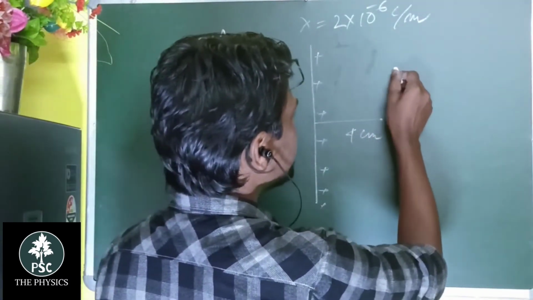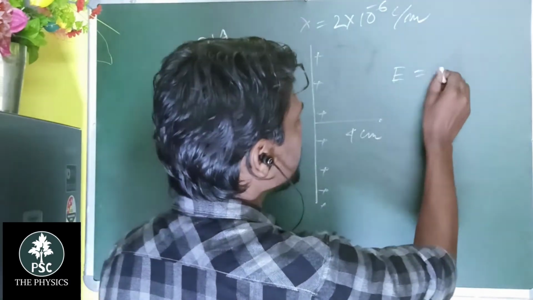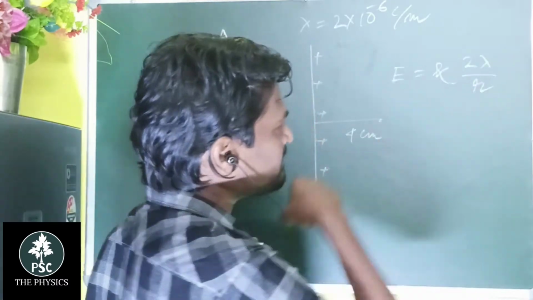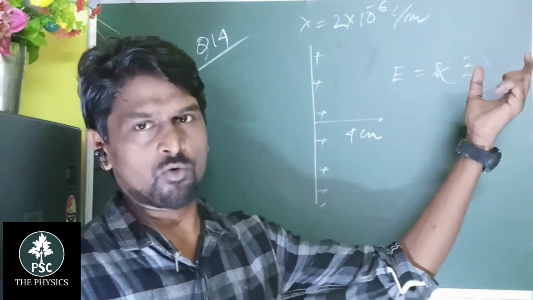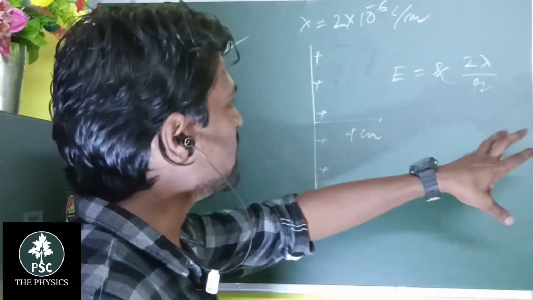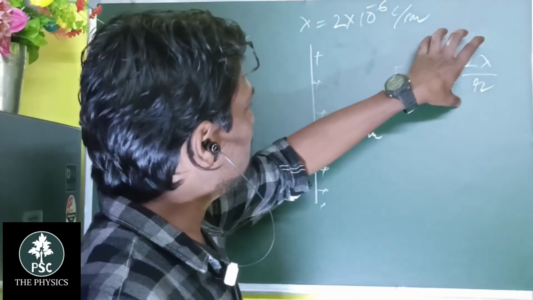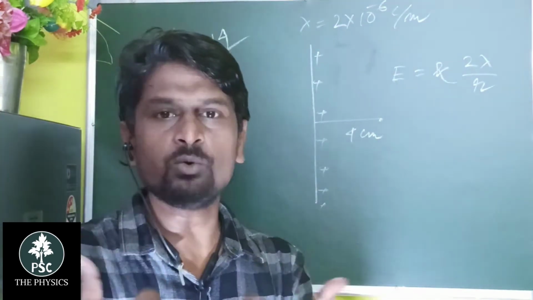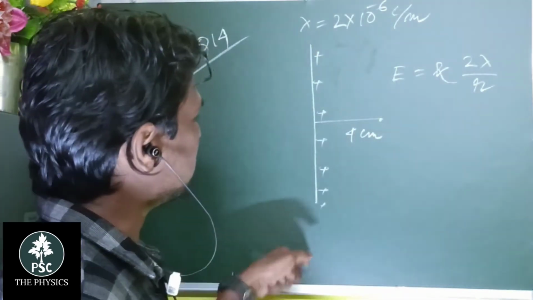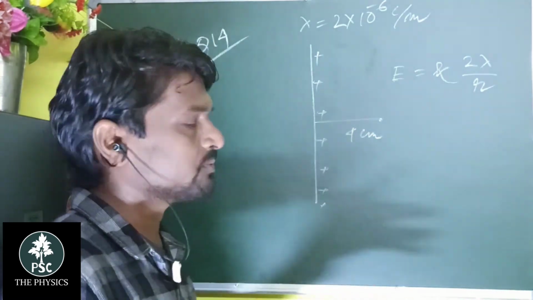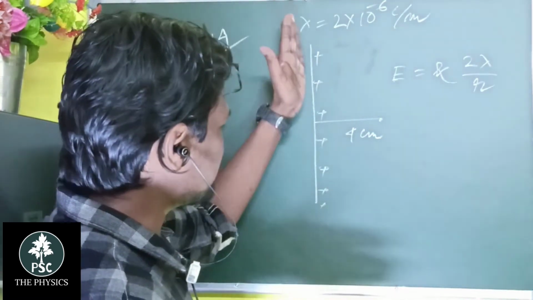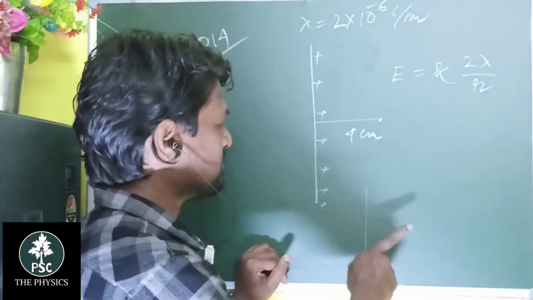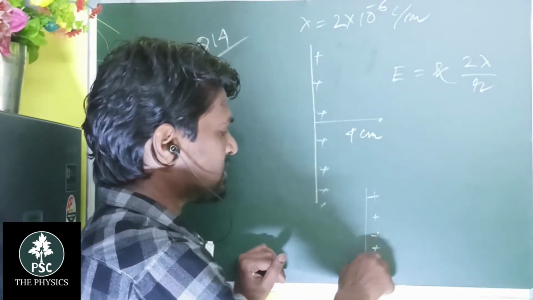That is, the electric field at that point is equal to kappa 2 lambda by r, and I derived that formula in the previous lecture. If you have not got that knowledge of how to calculate the electric field when a charge distribution, that is a linear charge distribution, is given, note that this is a linear charge distribution.